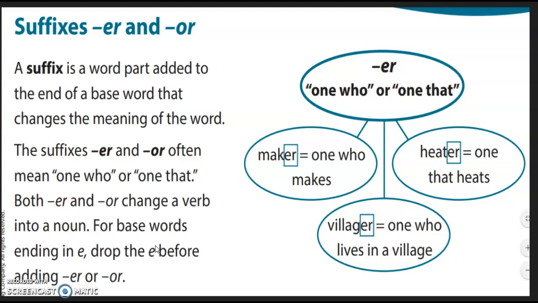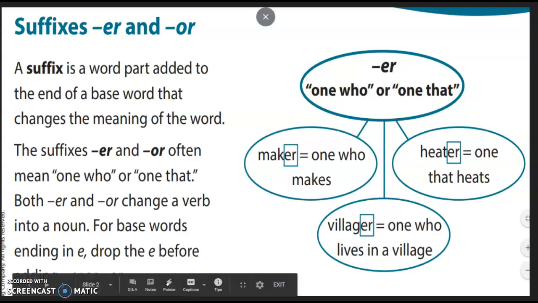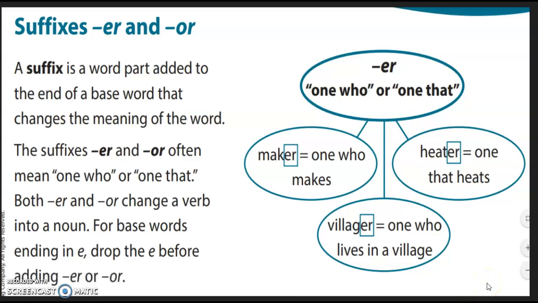A suffix is a word part that's added to the end of a base word that changes the meaning of the word. The suffixes ER and OR often mean one who or one that. Both ER and OR change a verb into a noun. For base words ending in E, we'll drop the E before we add ER or OR. If you look at the map on the right side of this anchor chart, it says ER, one who or one that. The first bubble, maker, the base word would have been make. So ER added to the end of that means one who makes.